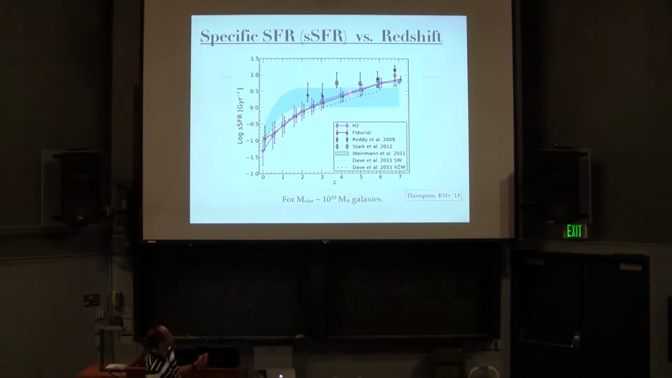Observational data is also becoming consistent with the simulation result at high redshift. But at low redshift, there might still be a big problem if you believe the Weinmann result shown in this blue band. Of course, all of our simulations don't have AGN feedback, so that might change the result. But if you have AGN feedback, that could be even more suppressed, and the problem might become more severe.